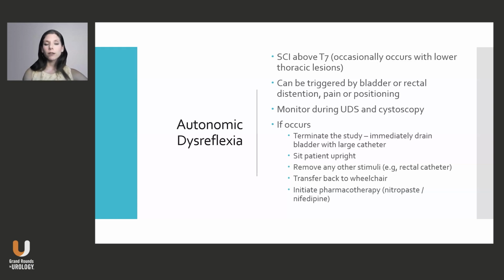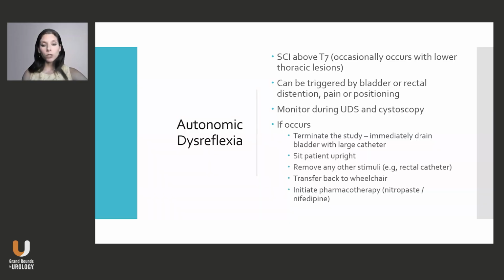If this were to occur, the first thing you do is terminate the study and immediately drain the bladder with the large catheter, and 85 to 90% of the time that's going to take care of it, and the blood pressures are going to go down and the symptoms are going to stop. The next intervention is to sit the patient up, remove any other stimuli, including a rectal catheter if you're doing urodynamics, and sit the patient upright.